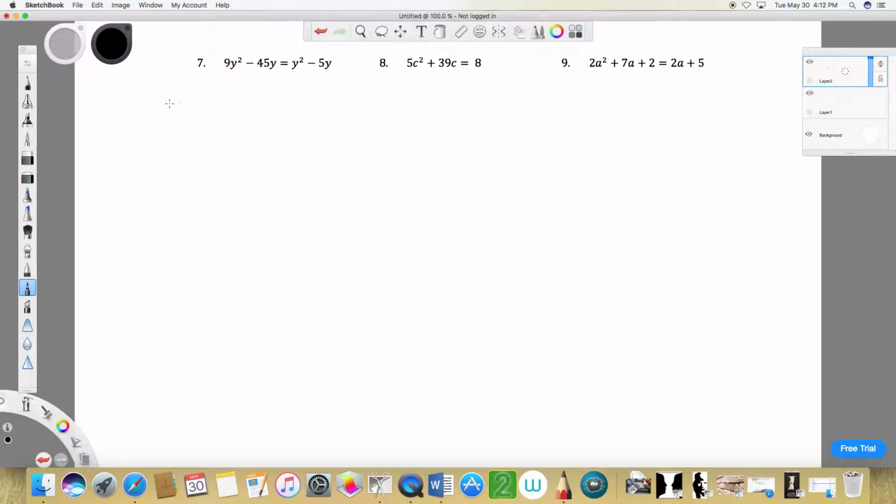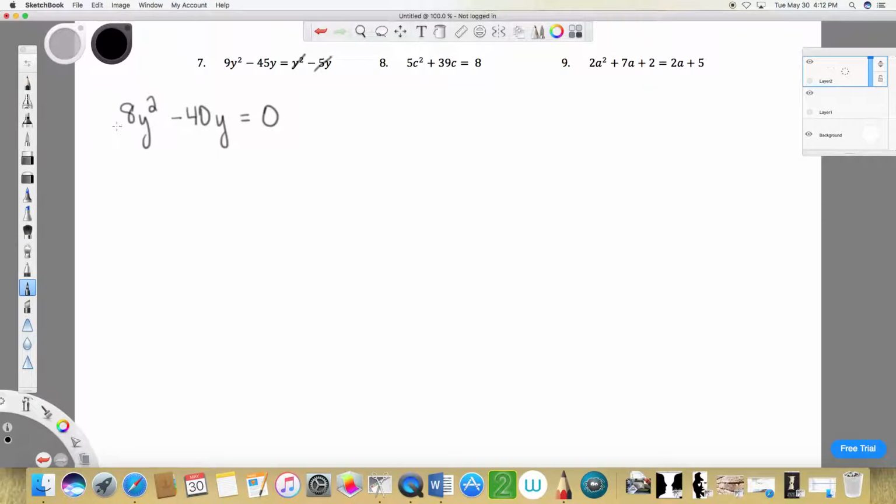So let's rewrite number 7. Let's take away y squared from each side. So I'll have 8y squared. Let's add 5y to each side. Minus 40y is equal to 0.